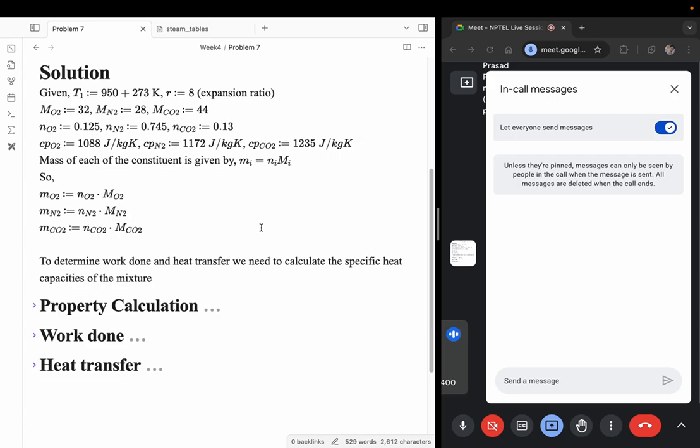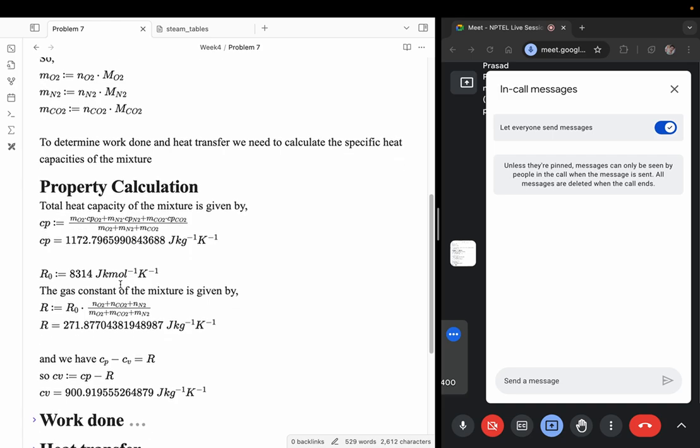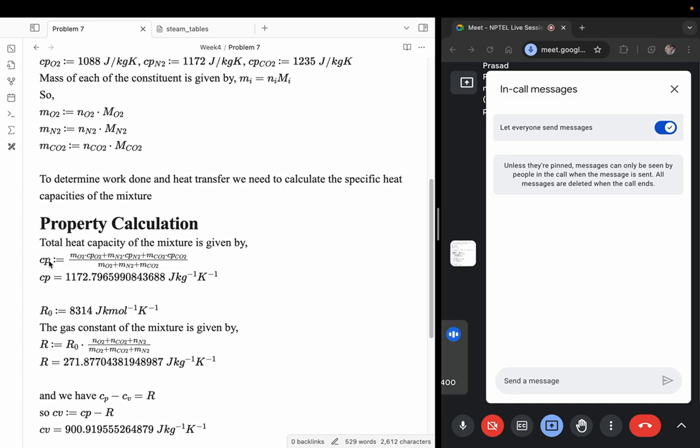Now we have 3 different constituents inside this mixture. Assume that only one component is present. What would be the equivalent properties of that one component, so that your work done and heat transfer would be the same, even if one component is replaced with these 3 components? So how would I determine those equivalent properties, like the specific heat capacities of this mixture? We have something called adiabatic mixing. If there is adiabatic mixing, your total specific heat will be a weighted average of the individual component specific heats.